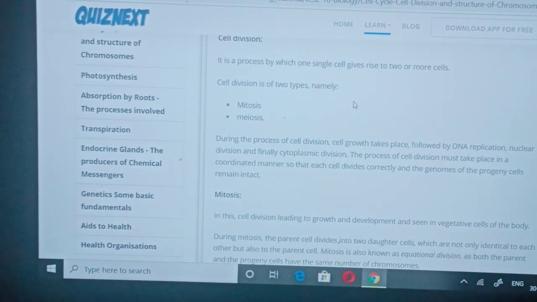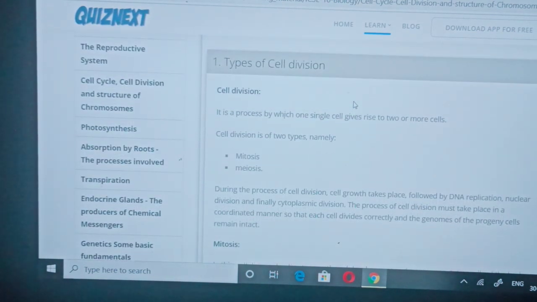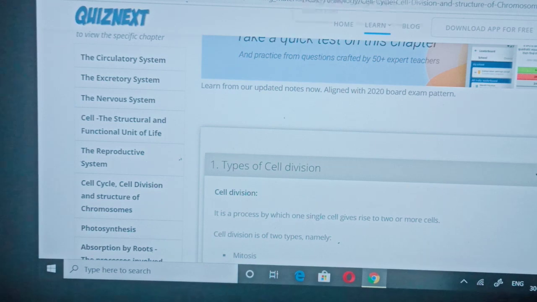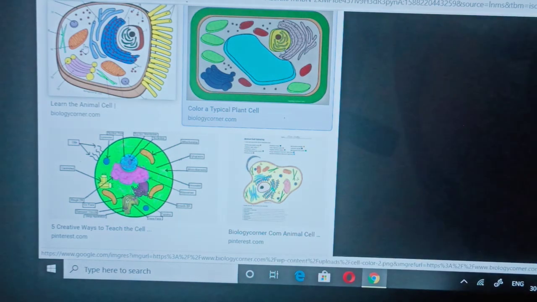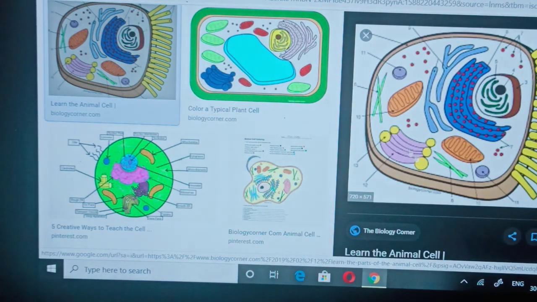After the division, the output is growth. Now here you have studied the plant cell and animal cell. We'll be discussing the animal cell. You have gone through all the cell organelles inside the cell, and how these cells divide to make two daughter cells. We'll be studying that.